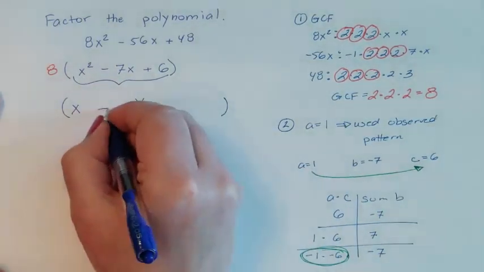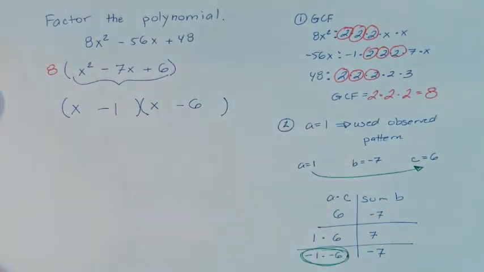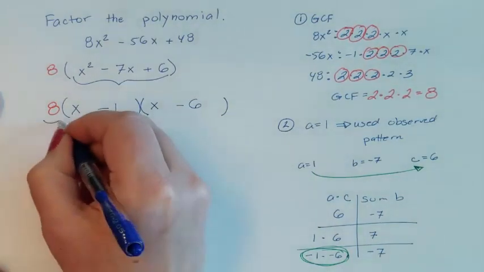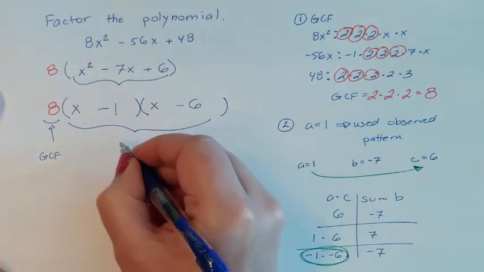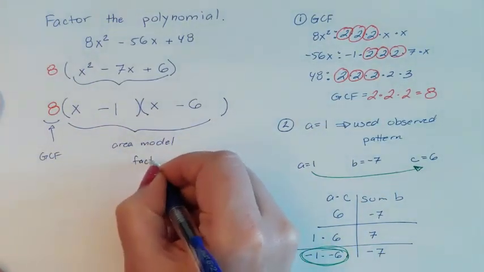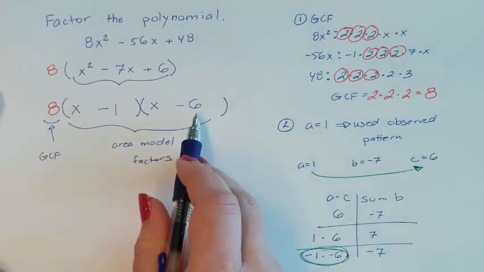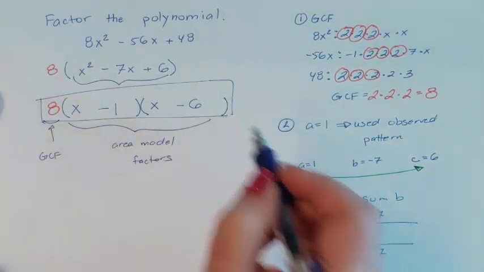That was a minus 1, so there's my minus 1. It's a minus 6, there's my minus 6. You cannot forget about your GCF. The GCF stays there as well. So this 8 came from the GCF. These two came from the area model factors if you did the area model, but we went ahead and recognized the pattern and skipped a few extra steps. This right here is your final answer, and you're done.